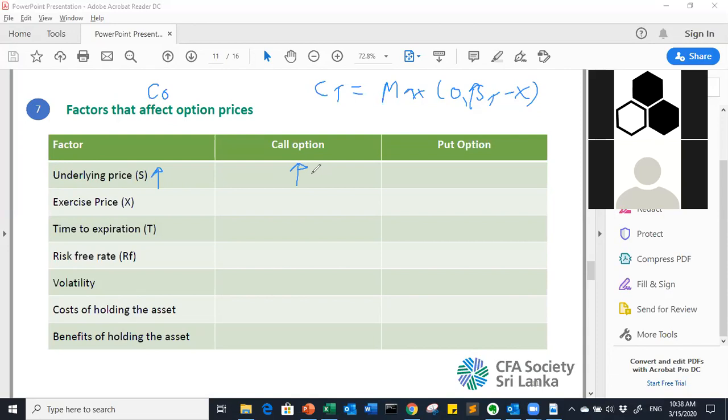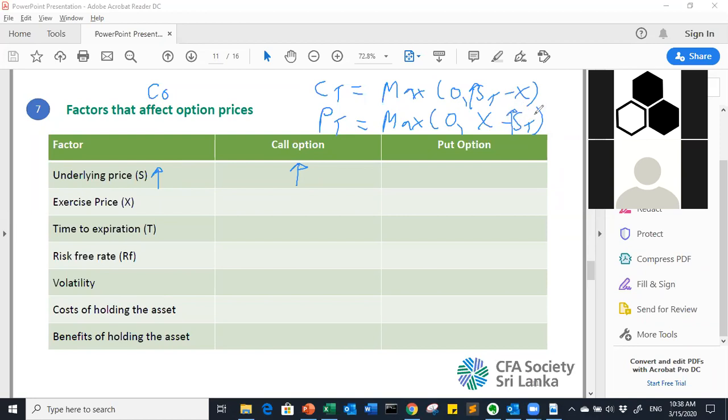Okay. In contrast, if you're the put option, the payoff is going to be max of 0 and X minus S_T. So in this situation, remember here you have the right to sell. So you're selling an asset at a fixed price. So what will happen if the underlying asset value is increasing?